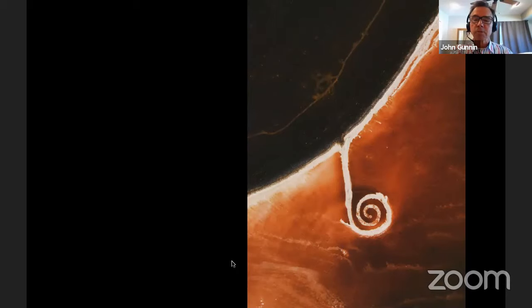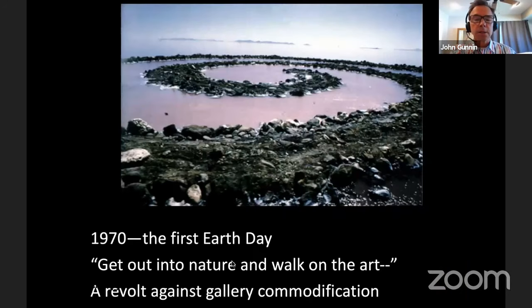So there's a nice picture really showing how red that water is. And of course, when this work was done, Smithson got in a plane and filmed it from the air. And those films are very important. You can see those on YouTube as well, because the jetty itself started to change. So we'll see in a minute.